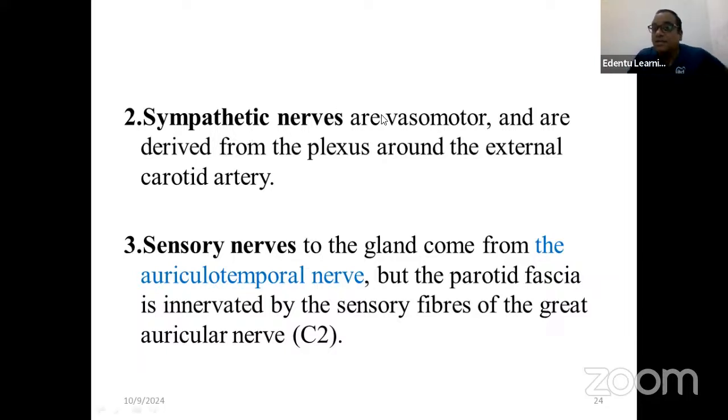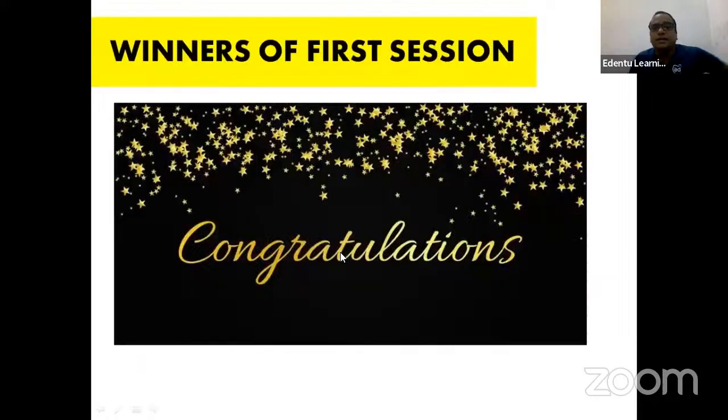So sympathetic nerves are vasomotor. Vaso means vascular supply, blood supply. Blood is in the artery. So they are derived from the plexus around the external carotid artery. So sympathetic nerves arise in and around the plexus around the external carotid artery. Then the sensory nerves come from the auriculotemporal nerve, a branch of the mandibular division. So that is all about the nerve supply of the parotid gland.